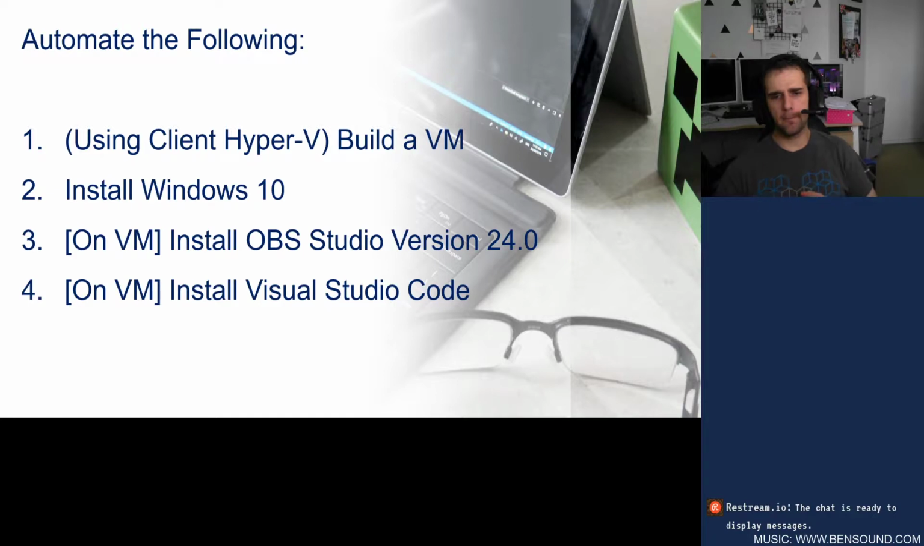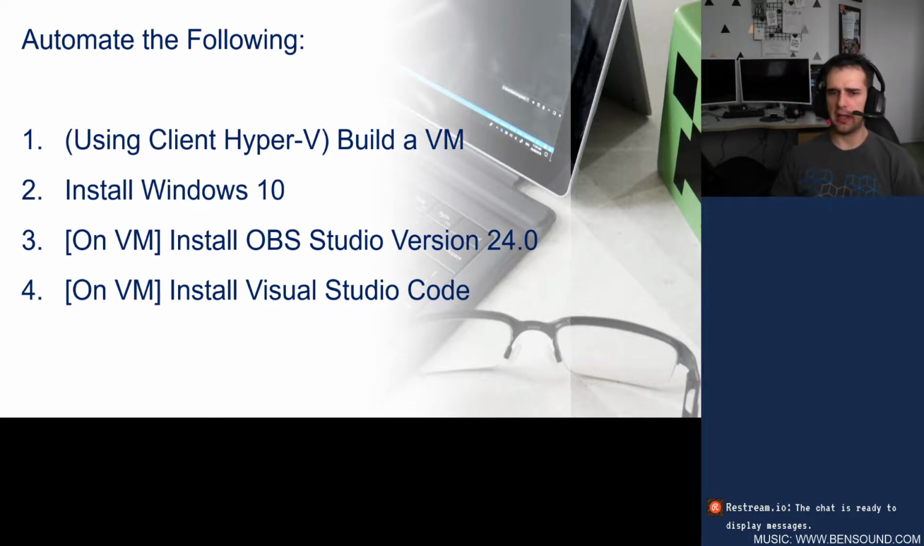So what the assessment's going to be: I want you guys to automate the following. We're going to create a VM using client Hyper-V. If you haven't had client Hyper-V installed, go ahead and install it. We're going to build a VM. On that VM, we're going to install Windows 10. Once we've installed Windows 10, we're going to install OBS Studio version 24.